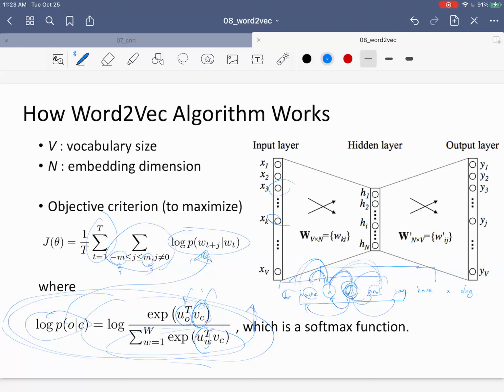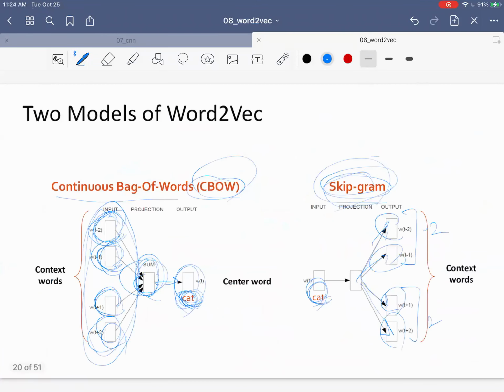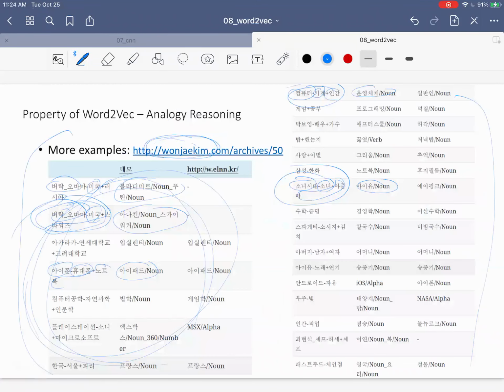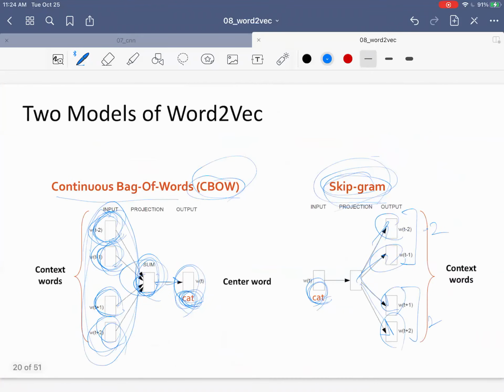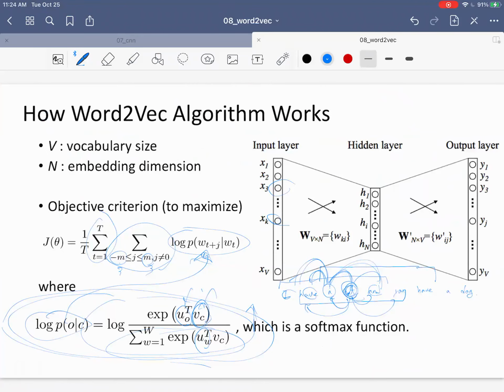So pretty simple, right? Basically, you're just telling your word vectors to be predictive of your neighboring words, and that's it. And then somehow it can do weird things like this. Very interesting properties arise from a very simple training procedure. That is why Word2Vec was such a big hit in 2013, 2014.